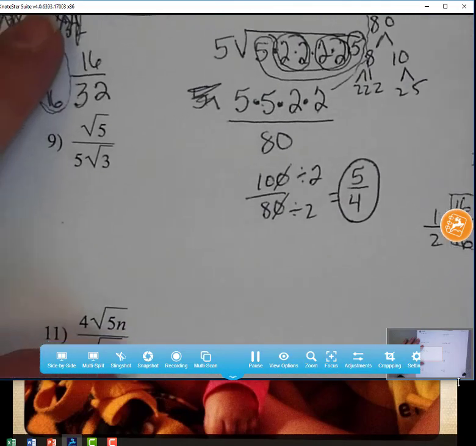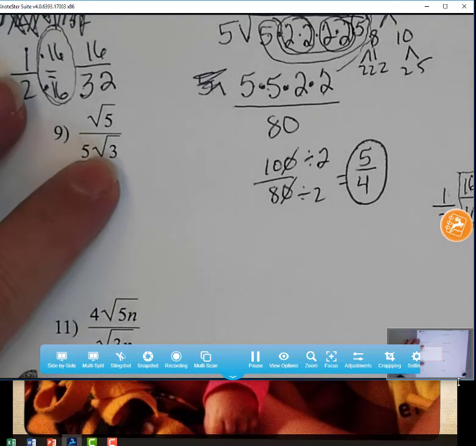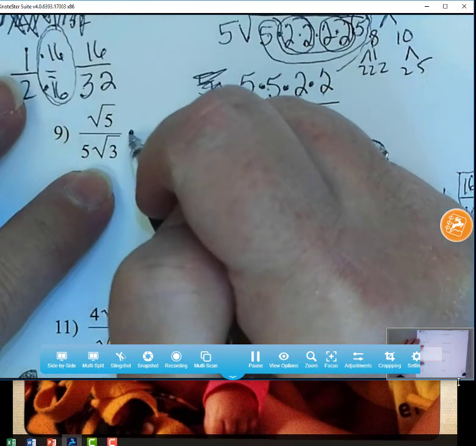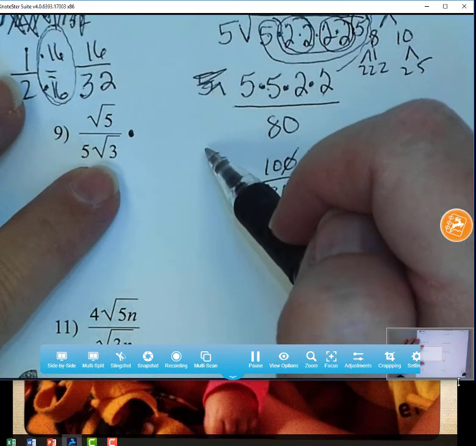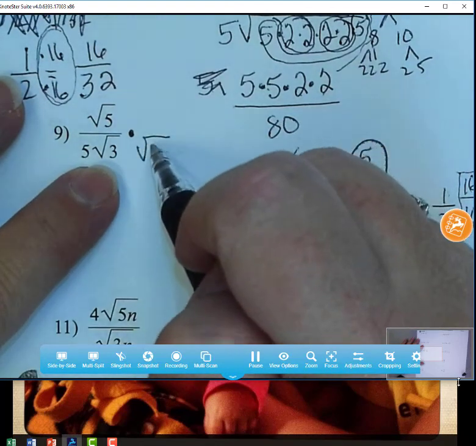Okay, let's look at number 9. What's causing the problem in number 9? The denominator, right? Because there's a square root down there. We can't have a square root. So what am I going to multiply by? The square root of 3.